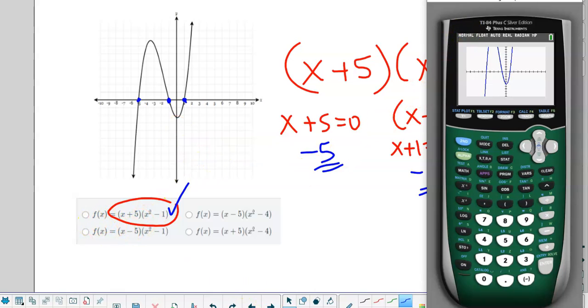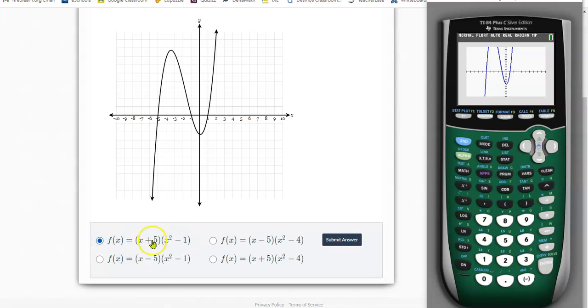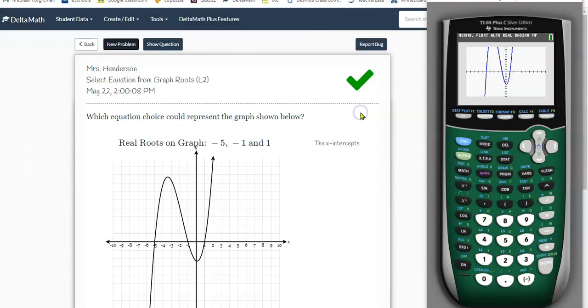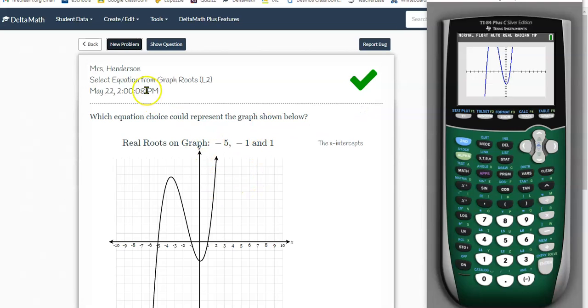But the answer is the first choice. And I proved that by finding the zeros algebraically. Very good. All right, that concludes our lesson for homework number 4.